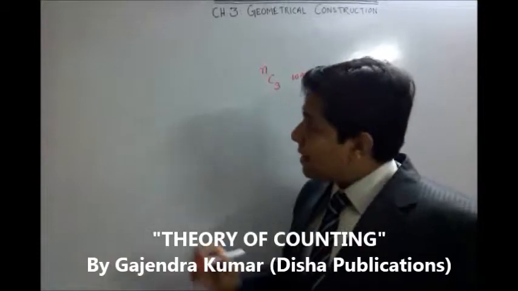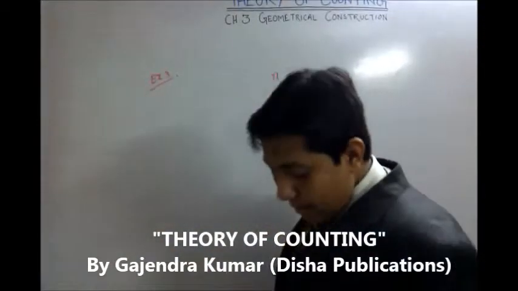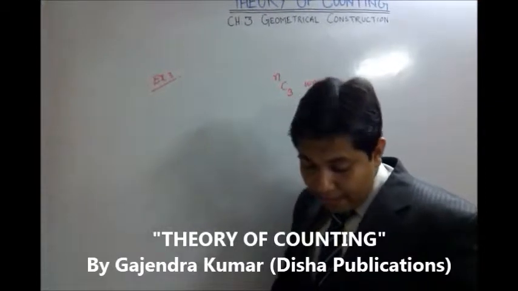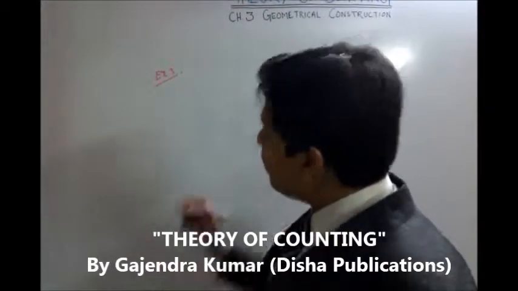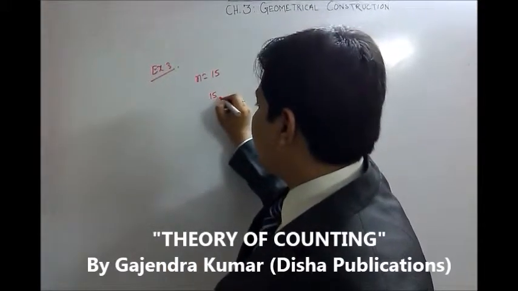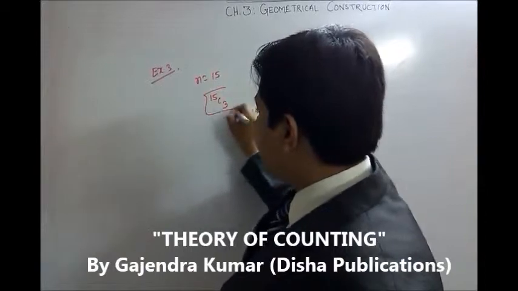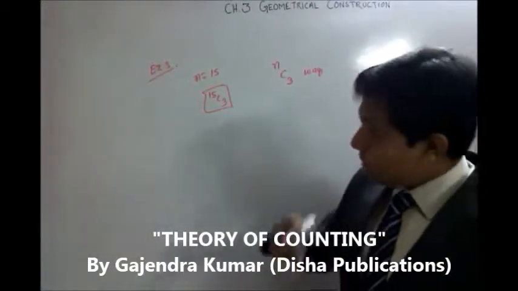So based on this, example 3 says: how many triangles can be drawn from 15 points in a plane if no 3 points are in a straight line? Same way, n is equal to 15 given to us. Out of 15, we have to draw triangles. How many can we draw? 15C3 triangles.